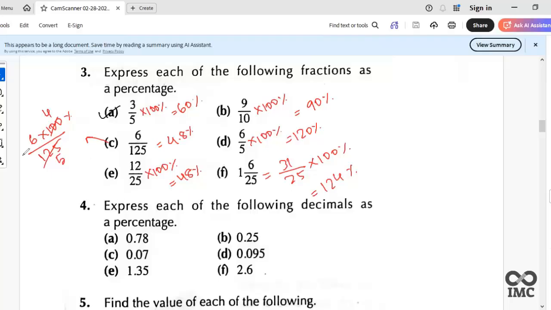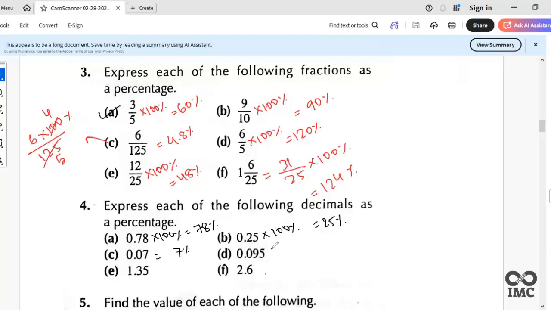Now 4A. 4A says 0.78. We need to convert these decimals to percentages. So 0.78 into 100%. Now we know that when we multiply any decimal number by 100, the point will just move 2 digits to the right side. So it will be 78%. Similarly, 0.25 into 100% can be written as 25%. Similarly, 0.07 into 100% will be 7%. Simple.